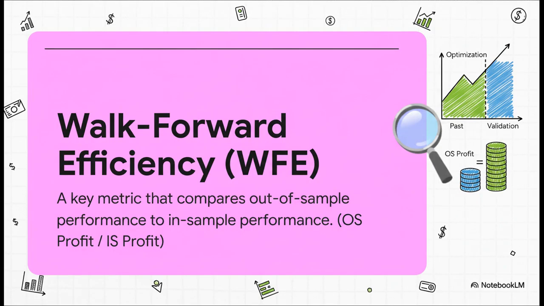It's called walk-forward efficiency, or WFE. And it's a simple but really brilliant ratio. All it does is take the total profit from your exam periods, the out-of-sample data, and divide it by the total profit from your study periods, the in-sample optimizations. It's basically asking the question, okay, how much of that perfect, idealized performance actually survived contact with reality?